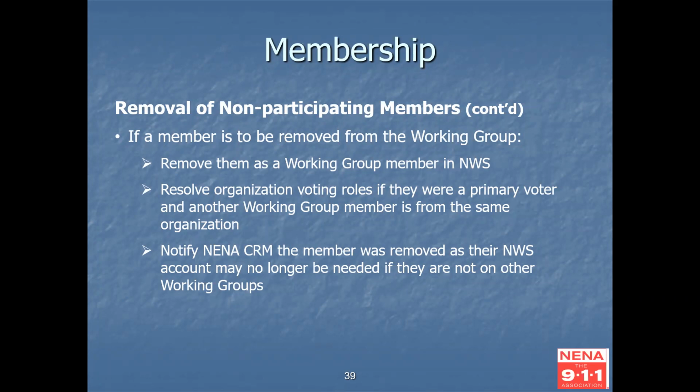If you're actually removing them from the work group, you have to take them out of the NENA Workspace. You have to look at voting roles if they were in an organization with multiple people, and if they were the primary voter, you're going to have to change the voting role of the other person. Now, if there were 3 from the same organization, they were the primary voter and they left, well, you have 2 alternate voters. One of those has to be primary, so you're going to have them work it out who's going to be primary and update that.